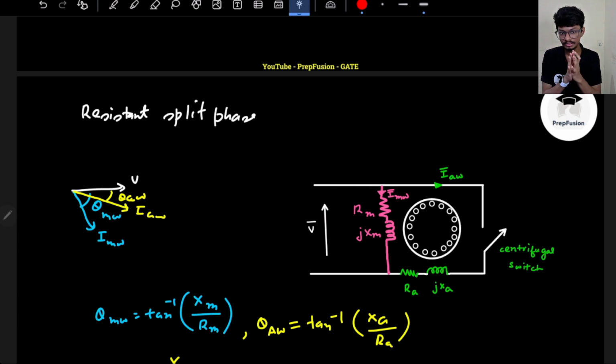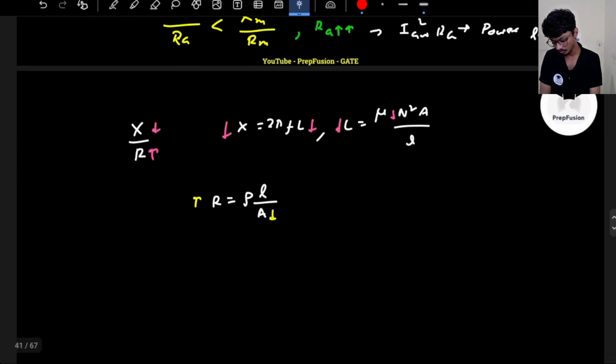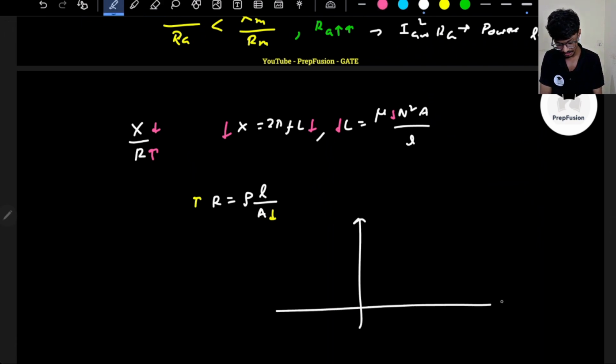If both of them together are producing torque, then if only the main winding was present, the torque would have been something like this. If you remember, at starting, if only the main winding is there, what kind of torque do we get? The torque that we get is somewhat like this. Okay, sorry, this is not starting.